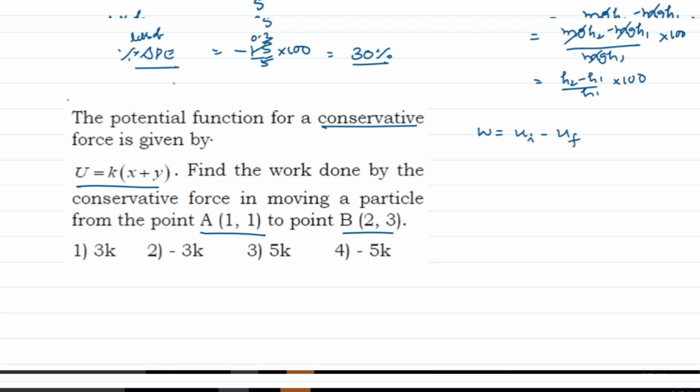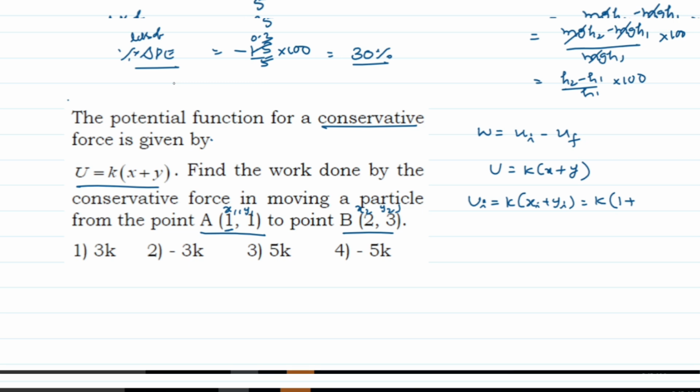The potential energy function is given initially. Initial potential energy of the function is given as k of x plus y. Now find the work done by the conservative force in moving a particle from point 1, 1 to point 2, 3. Initial potential energy you have to take, students, k into x initial plus y initial. It's nothing but k into x initial value, which is 1, plus y initial value, where this is x1, y1 and this will be x2, y2.